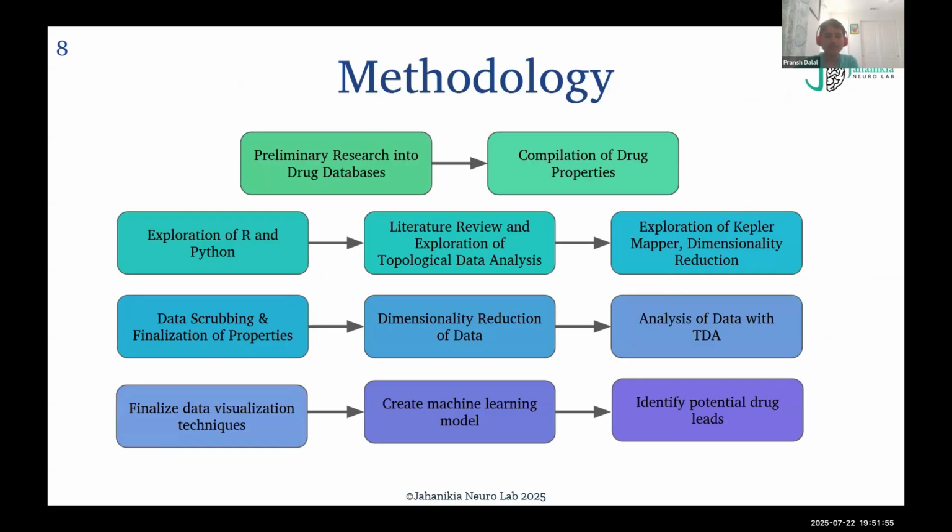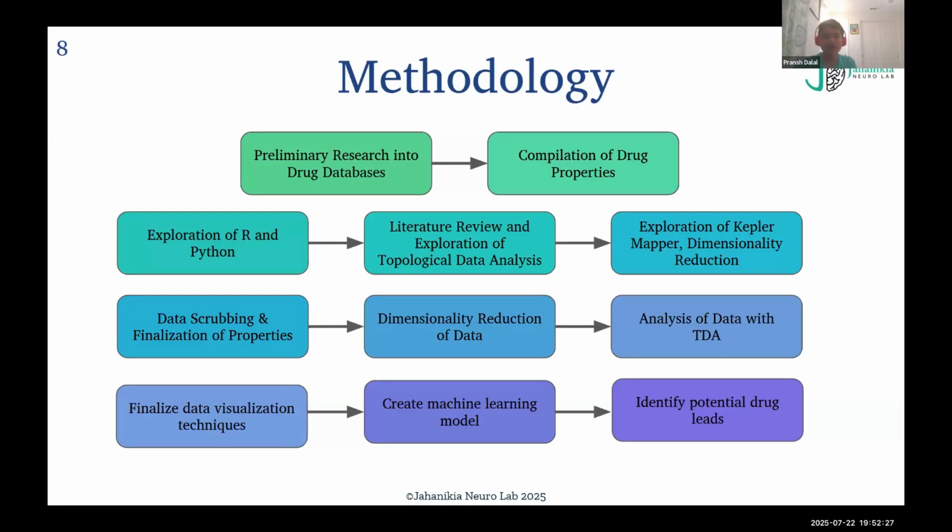For our methodology, it involved many stages. We first began by investigating public data sets such as DrugBank and PubChem to identify drugs that were relevant to our 7 neurodegenerative diseases. And we collected associated molecular properties and gene targets. We also conducted a review of recent applications of topological data analysis and machine learning in biomedical research specifically to help us with our methodology.